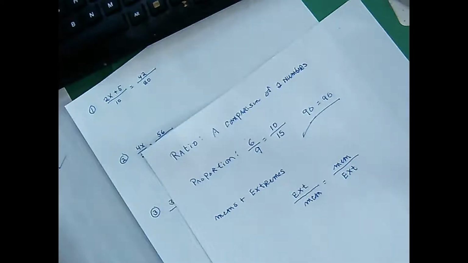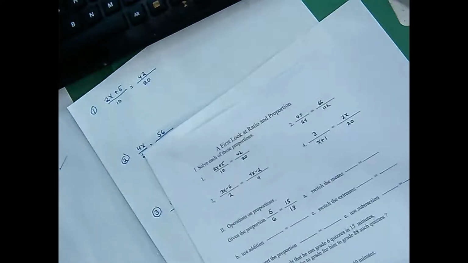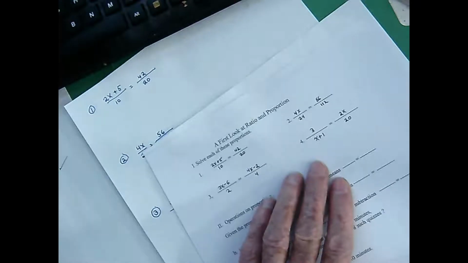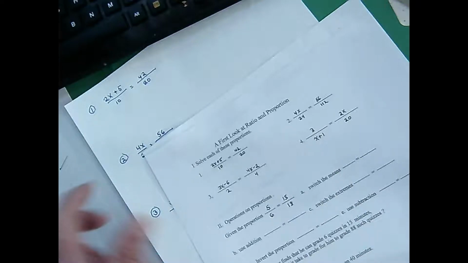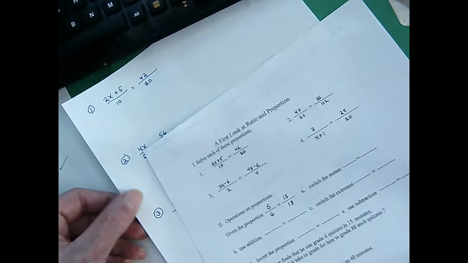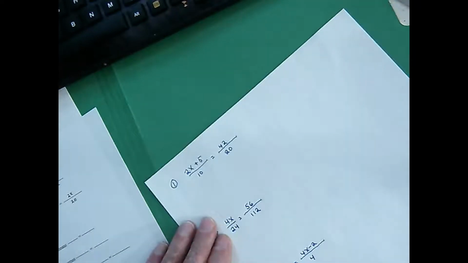And then, if we look at this page that we need to be looking at, a first look at ratio and proportion, it has several proportions that we are to solve and find the value of x that makes the proportion true. I didn't think I could work it on that small page, but I think I can work it on this page. So I've written them here. And let's just burn through these and see how they go.